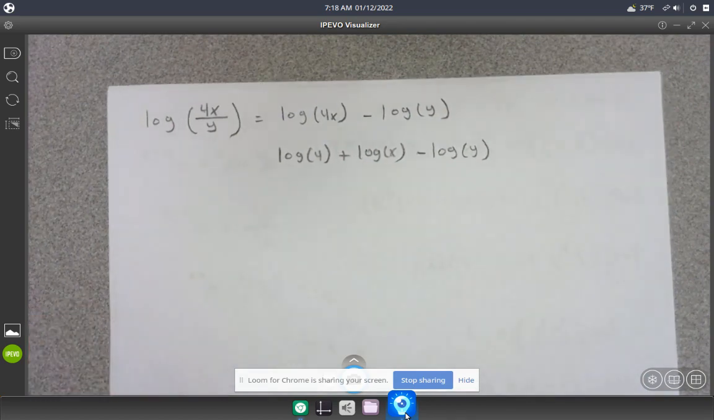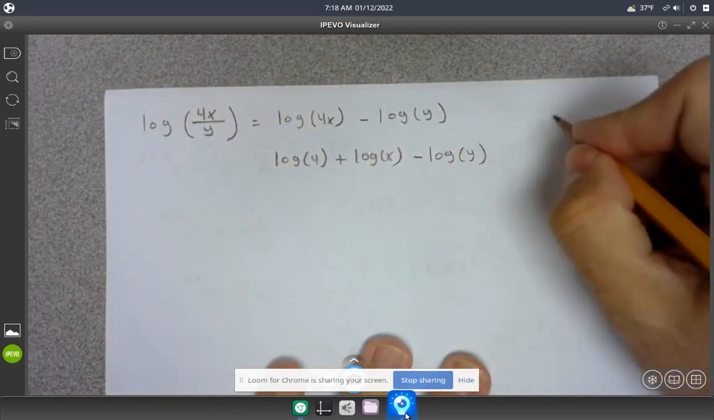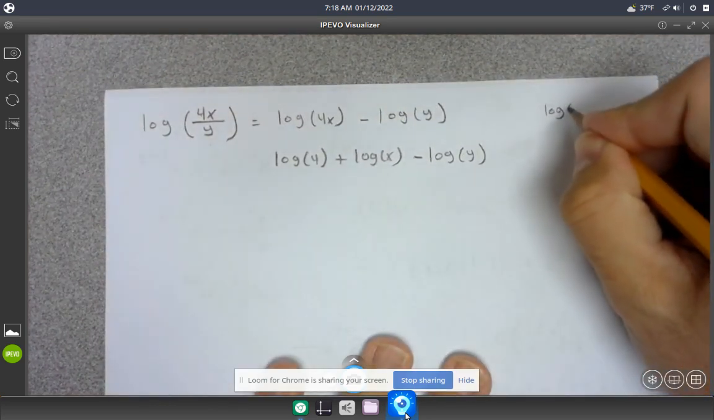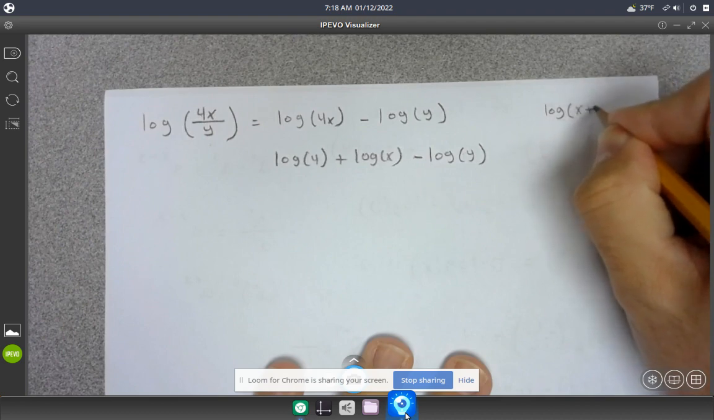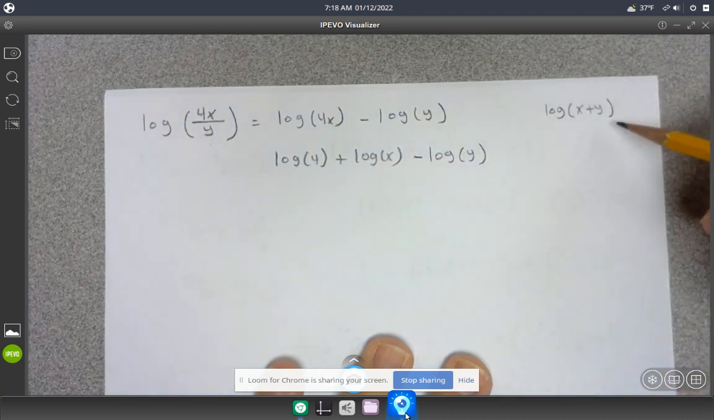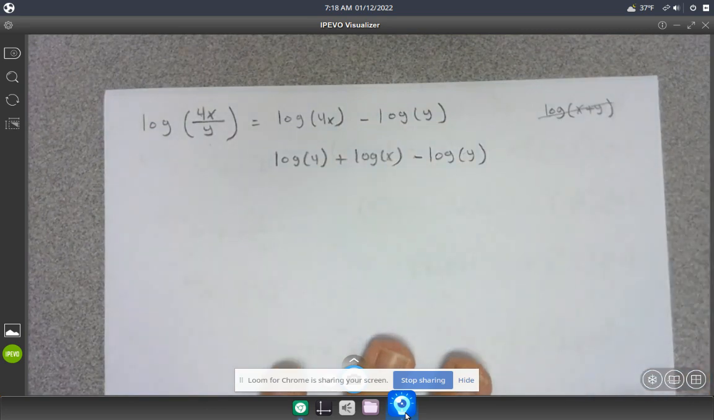So I do want to mention there is no such rule for the log of a sum. So if you're given something like log of x plus y, there's no way to rewrite that. There's nothing that we can do to expand that or condense it. It's simply just log of x plus y. There's nothing you can do to simplify it.